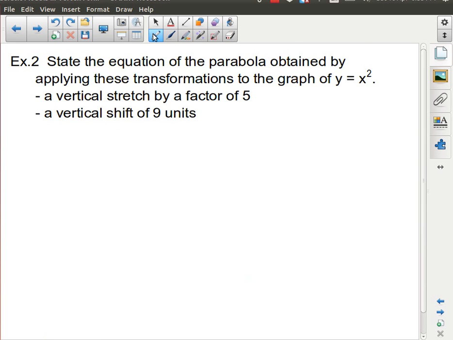Let's do another example. Here we don't have a picture. State the equation of the parabola obtained by applying these transformations to the graph of y equals x squared. We have a vertical stretch by a factor of 5, a vertical shift of 9 units. So for this one, it says a vertical shift of 9 units.